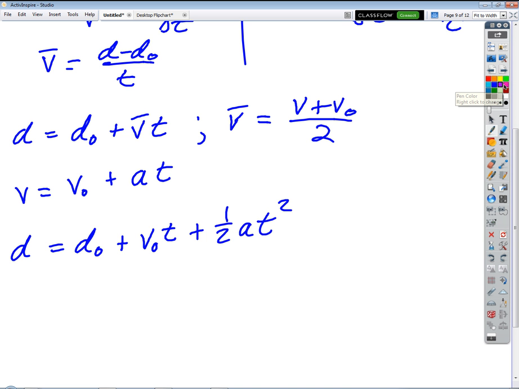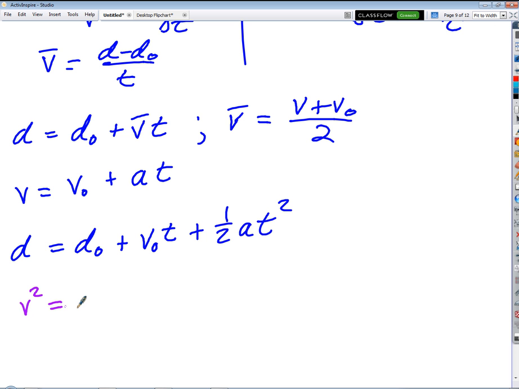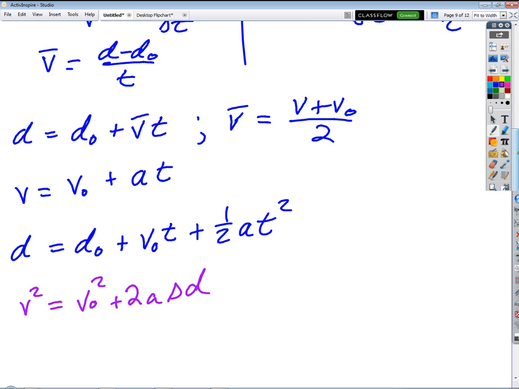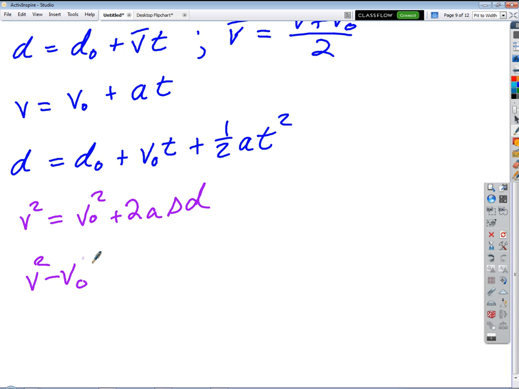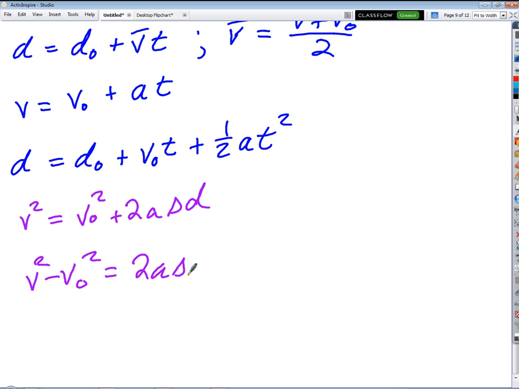So this one is v squared equals v naught squared plus 2a times delta d. A little different than the book, right? And I always use this one even a little differently than this. I prefer to write it as v squared minus v naught squared equals 2a delta d. What do you notice about that equation that's different from all the other ones? Something really special about that one. There's no time.